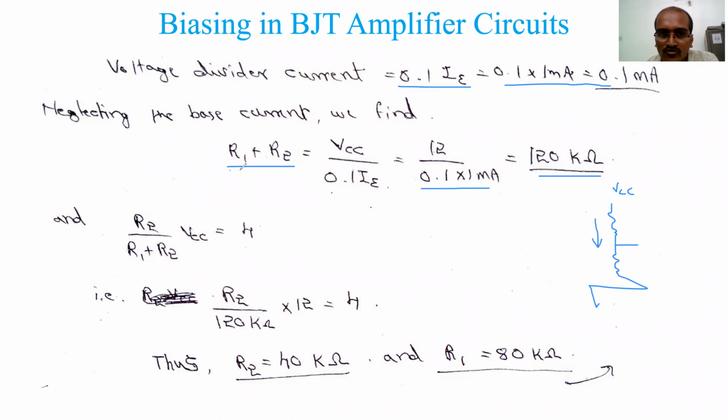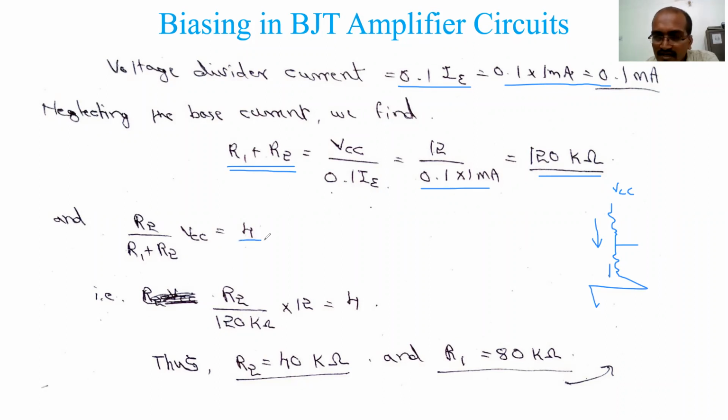R1 and R2 both together is 120 kilo ohm. Now we have to find out R1 and R2. How to find out? We already know the VB value from the previous calculation. That is the voltage drop across R2, which is 1/3 VCC. So that is 4 volt. Directly I have written this.